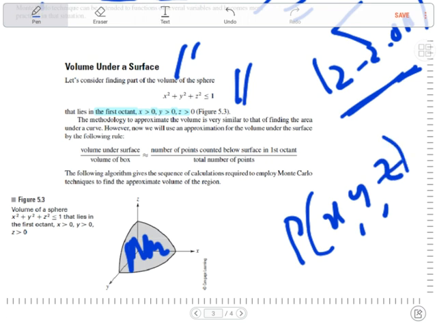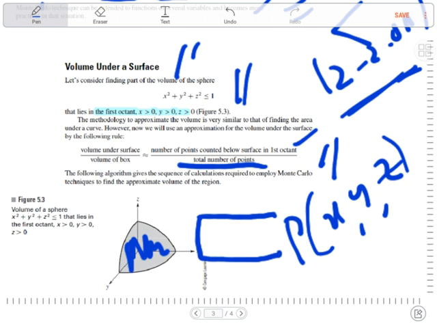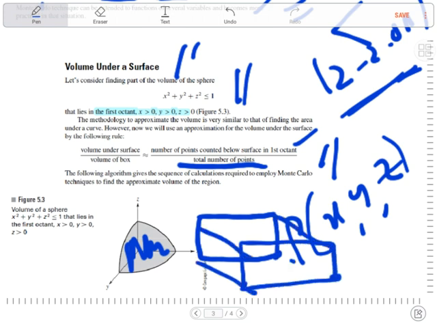Then again the same thing. If the point lies below the surface, you count it as a favorable event. If it does not, then it remains as it is. And this is the total number of random points you are generating. So the volume under the surface divided by the volume of the box: instead of a rectangle, what you will get now is a parallelepiped.